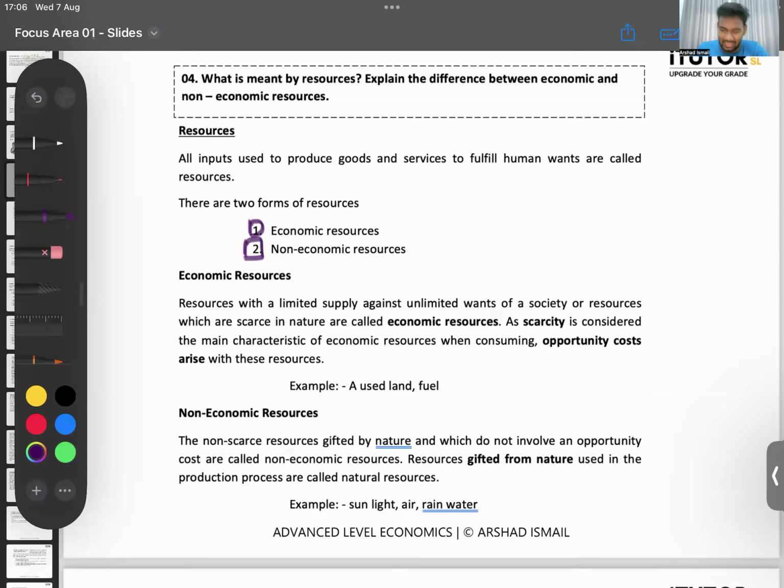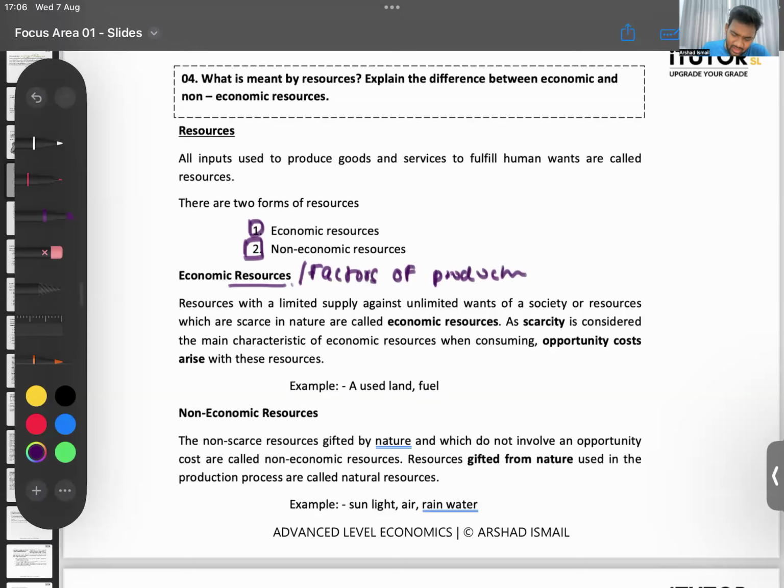Very easy. Again, what are economic resources? Economic resources are the resources that are limited in supply. Resources that are scarce in supply. So these are what we call the factors of production. That is what you call economic resources. So these resources now have an opportunity cost. They are scarce. All of that is there.